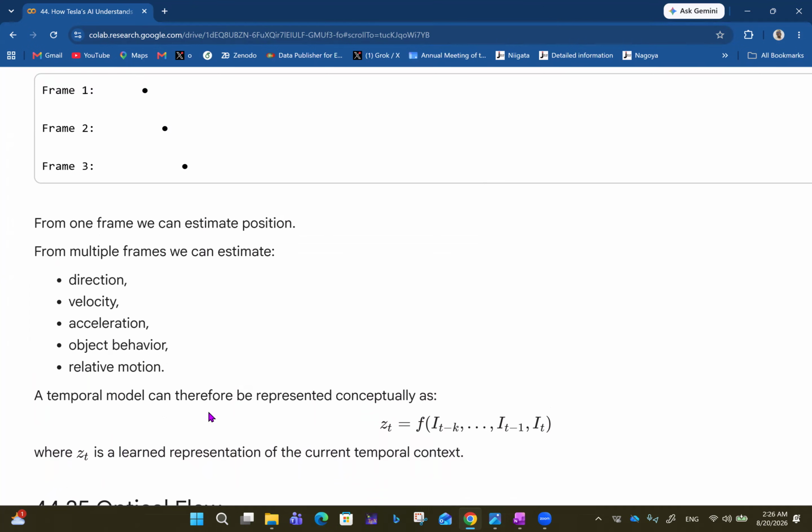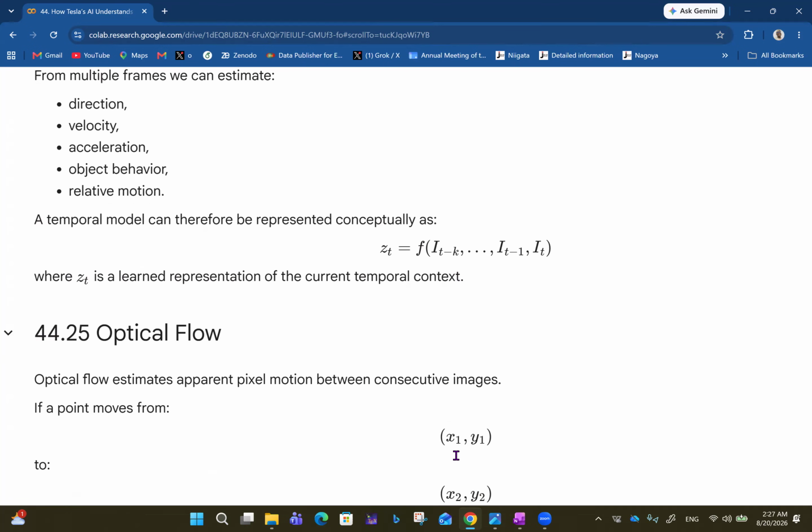So a temporal model can therefore be represented conceptually as Z sub t equals f of I sub t minus k all the way down to I sub t minus 1, comma I sub t, where Z sub t is a learned representation of the current temporal context.